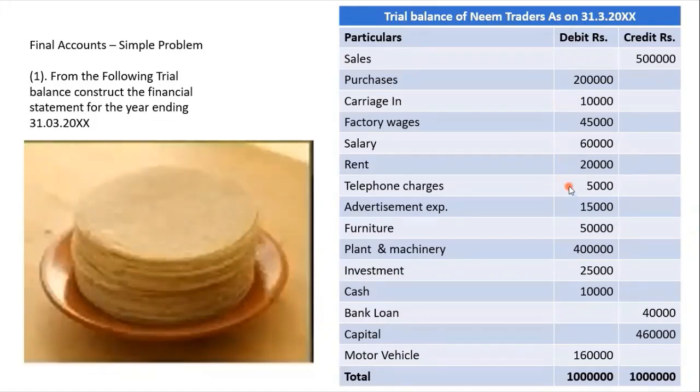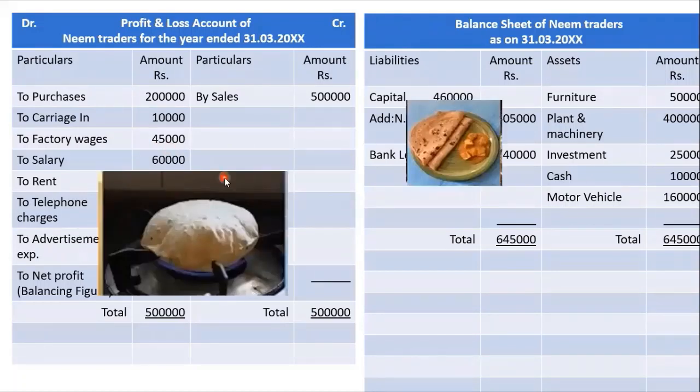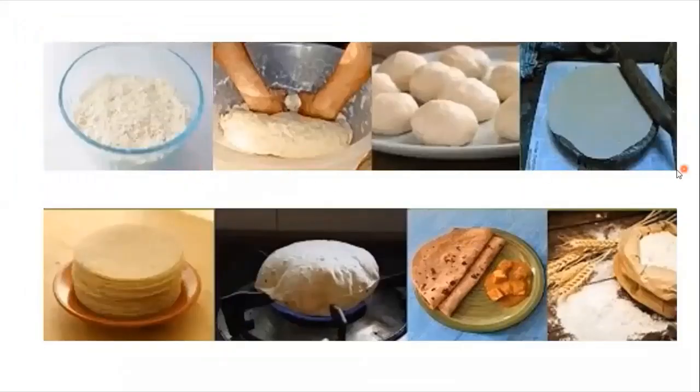From this trial balance, we prepared final accounts, that is profit and loss account and balance sheet, in the last three videos. So, if the trial balance is given, we can easily prepare the profit and loss account, how much profit we made, and whatever balance is available, we can also understand from that. So, this will complete our accounting process.